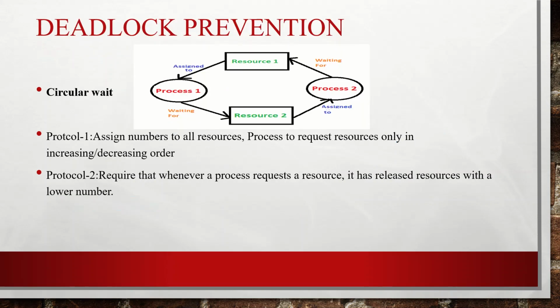Then the fourth condition for creating any deadlock, as we have discussed, is circular wait. Whenever a circular wait happens, a situation called deadlock will occur. So we have to remove that circular wait, then you can prevent the deadlock situation. We can remove the circular wait by using two protocols.